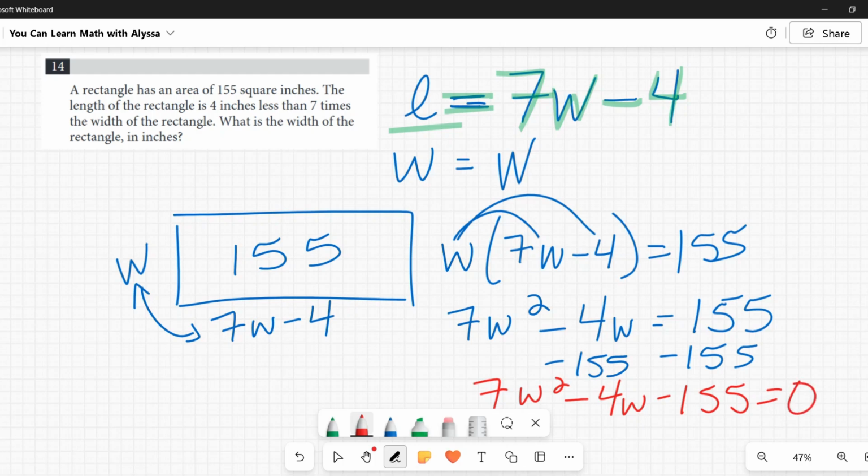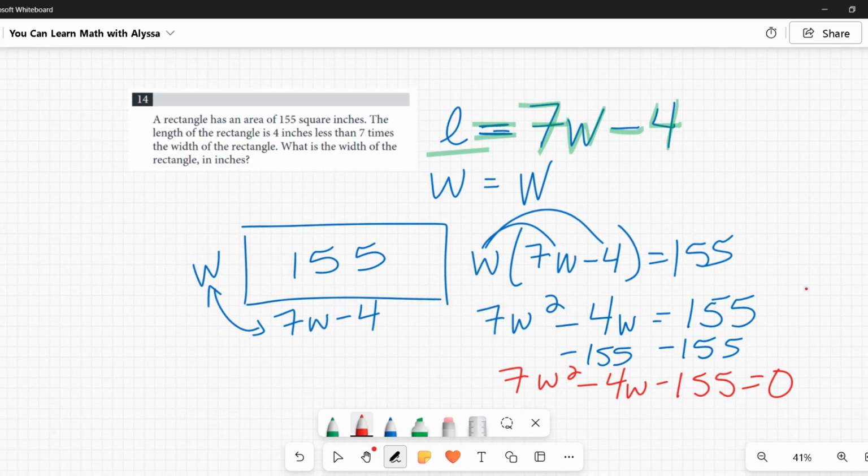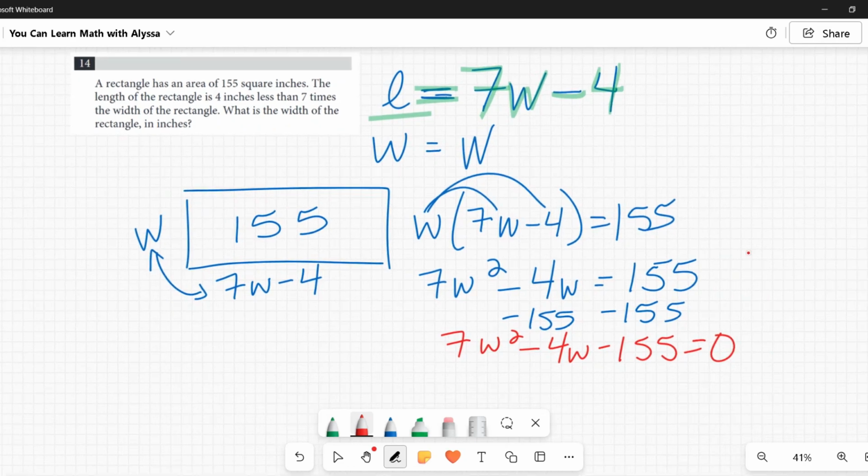Now, is this something you can factor? Yes, it is. Is it something I recommend you factor? No. Not on your life would I recommend you waste time factoring this. No. This is a graph it all the way. 100% I would tell you put this in a graphing calculator.